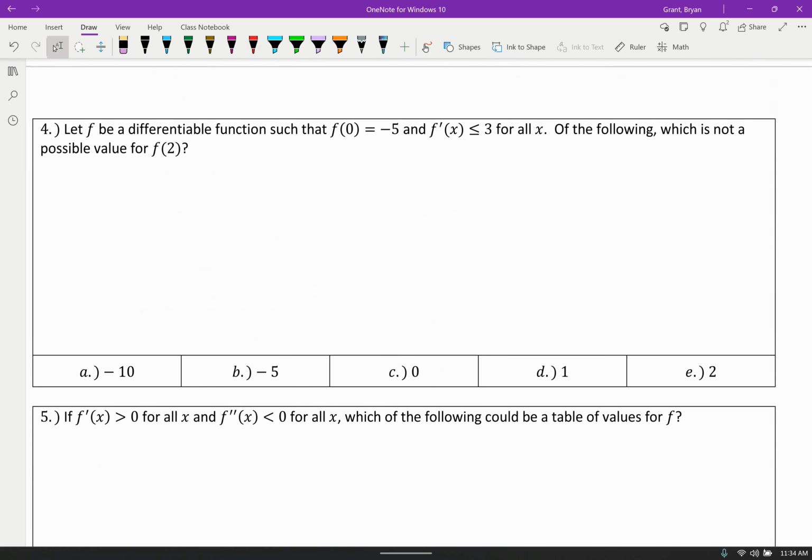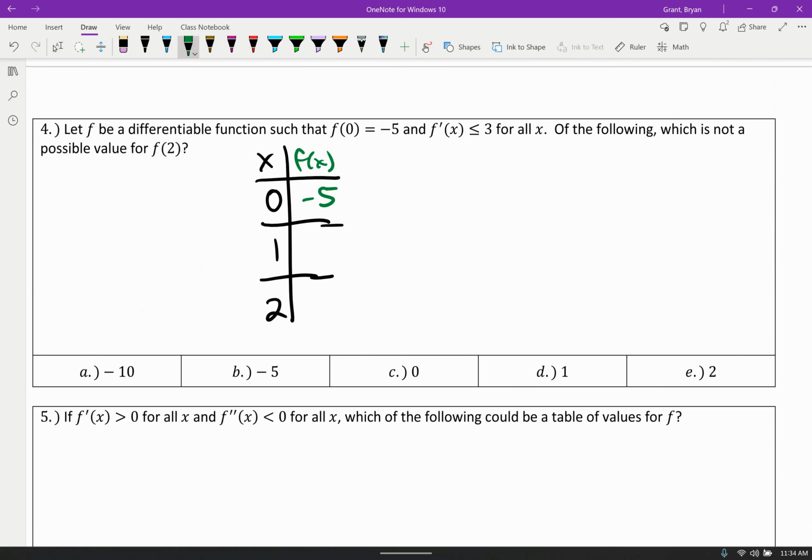F of 0 equals negative 5. F prime is less than 3 for all x. Which one's not a possible value for f of 2? Ooh, this one's going to be tricky. So we have x, and then we have f of x. Great. My inputs are going to be 0, 1, and 2. Looking pretty good. We know f of 0 is negative 5. And they're asking us about f of 2.